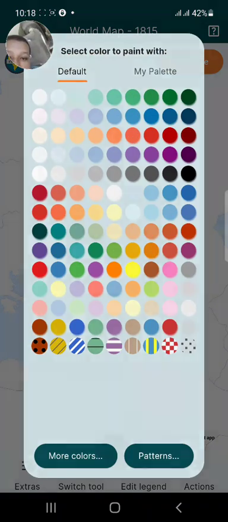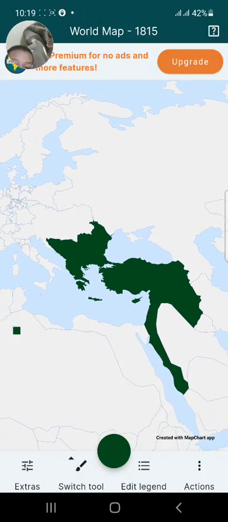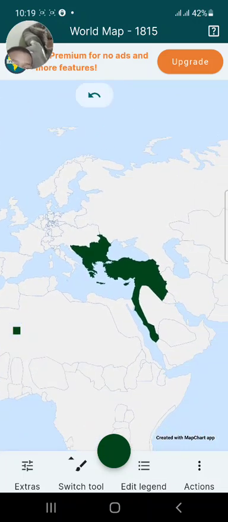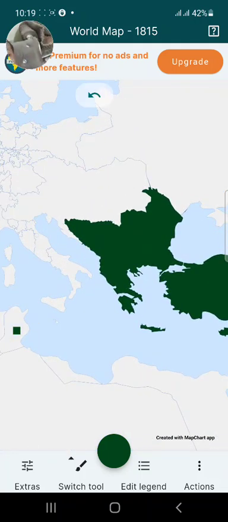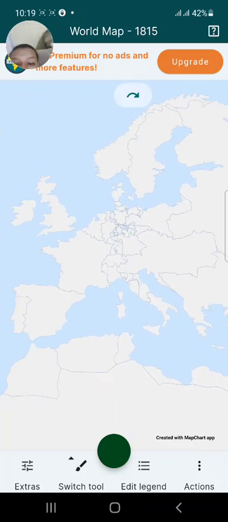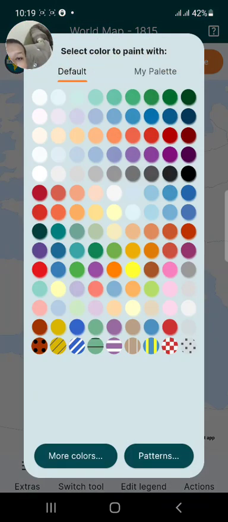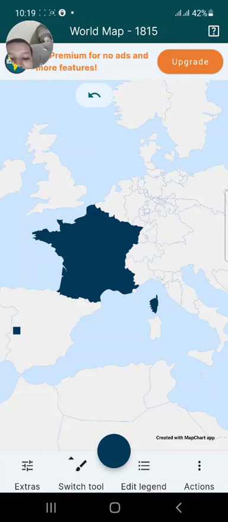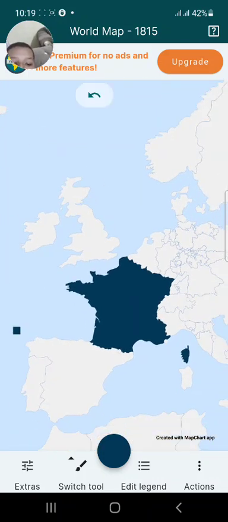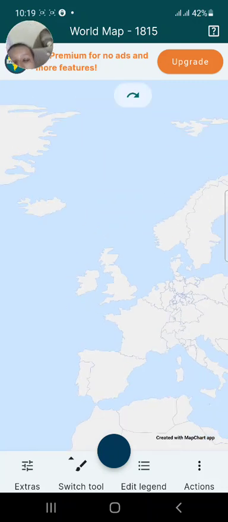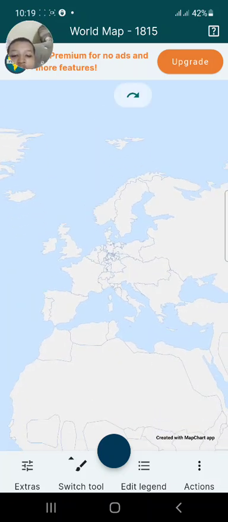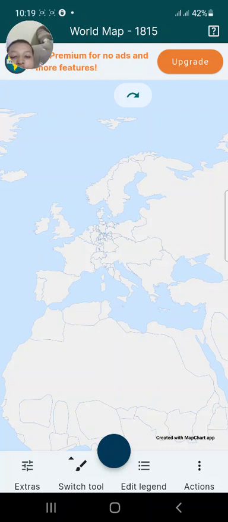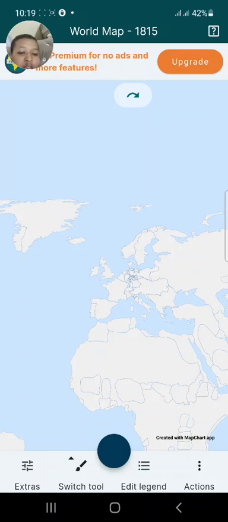Just look at how big the Ottoman Empire was. The Ottoman Empire, if you don't know, is my favorite historical empire. And just look at how big it still was at this time. 1815 was the year Napoleon Bonaparte in France was defeated one last time in the Battle of Waterloo, and the start of what was known as the Long Peace. This was a peacetime in Europe that went from the end of the Napoleonic Wars up until World War One.